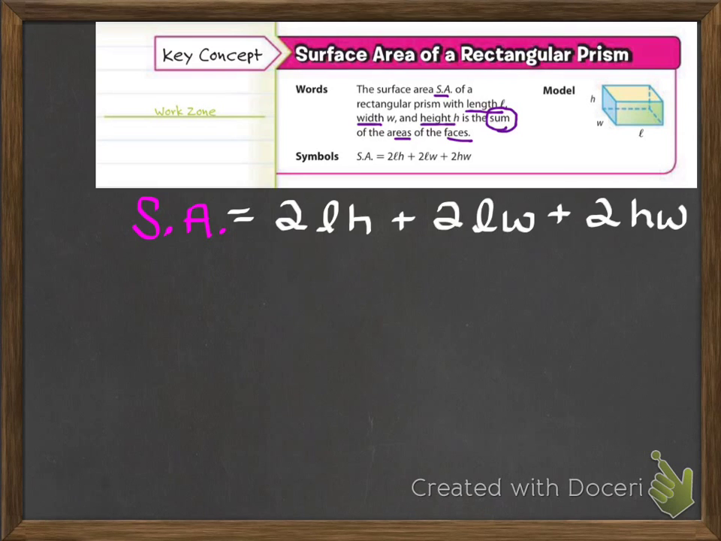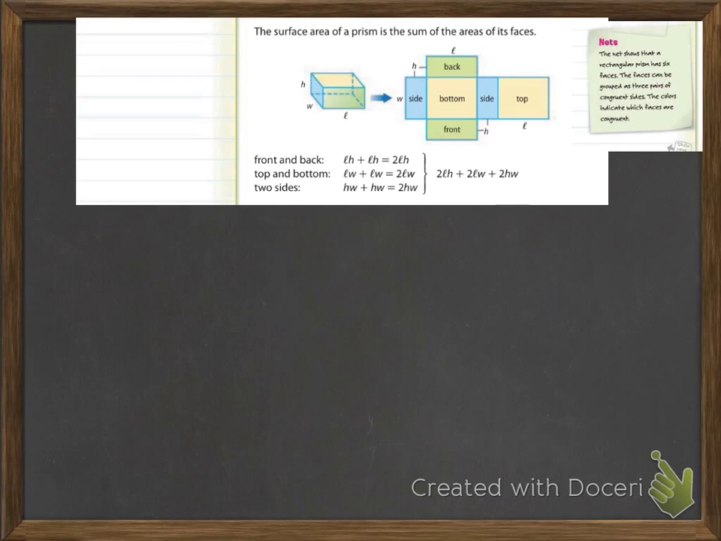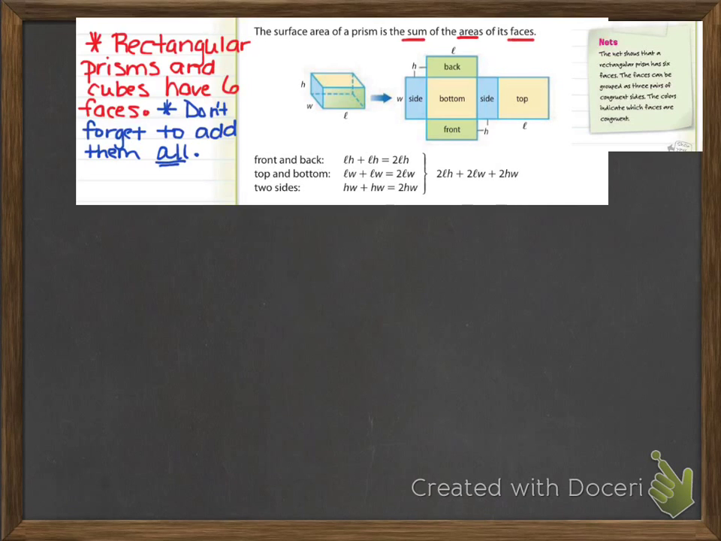Now remember that word sum means adding them all up, so you want to make sure that you're adding. And here you can see it says the surface area of a prism is the sum of the area of its faces. All right, so off to the left, I want you to add the note first before we get started that rectangular prisms and cubes have 6 faces. This is very important because you don't want to forget to add them all up. So when you find the area of each one of the faces, then you add them all up. You should have a total of 6 different areas.